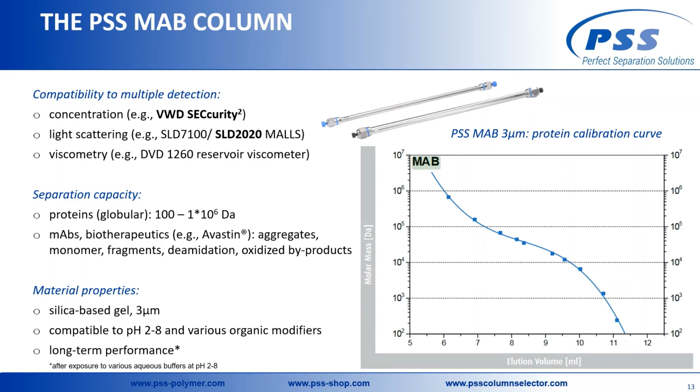It is pre-equilibrated for direct use with light scattering detection, like our MALLS detector SLD 2020. The column is also optionally available in a BioInert-coded column hardware. This new product is also suitable for 2D LC-SEC MS.